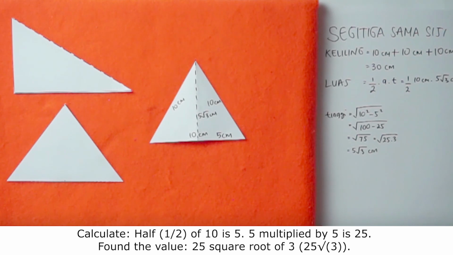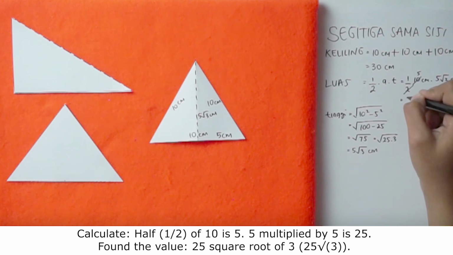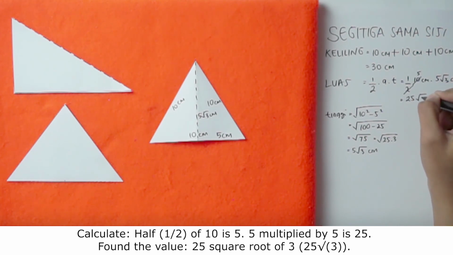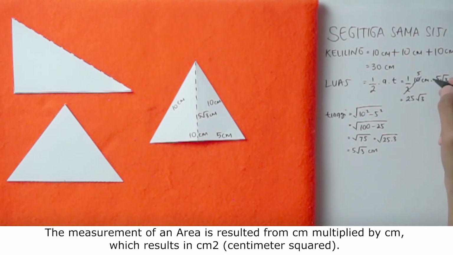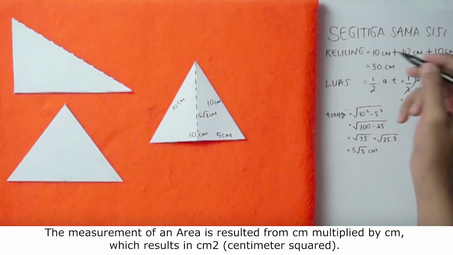Calculate. Half of 10 is 5. 5 multiplied by 5 is 25. Found the value 25 times square root of 3. Sehingga kita dapati 25 akar 3. Karena dia luas. The measurement of an area is resulted from centimeter multiplied by centimeter, which results in centimeter squared.